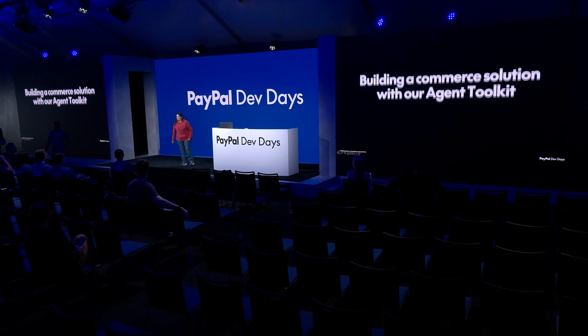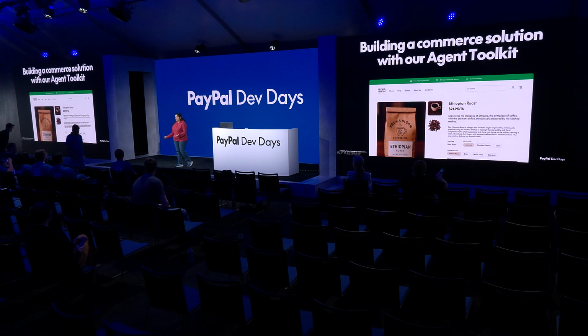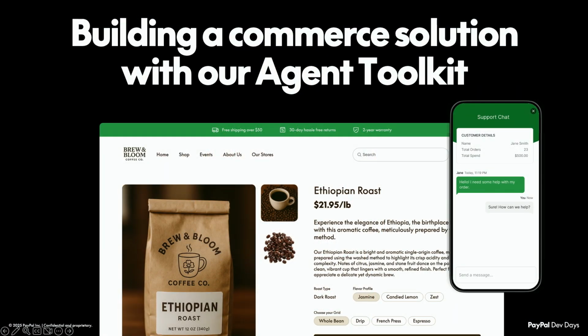Thanks, Ashish. We have to build a commerce solution with the Agent Toolkit. Now, it can be anything. It can be a website, a chatbot, a mobile app, any way in which we can do integration for the merchant. I'm going to walk you through the steps involved in a general e-commerce context.